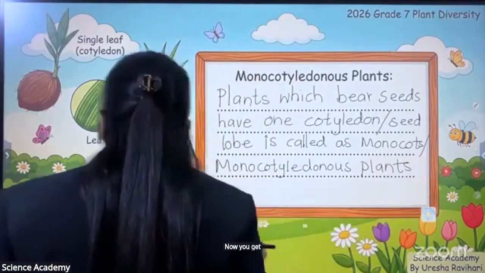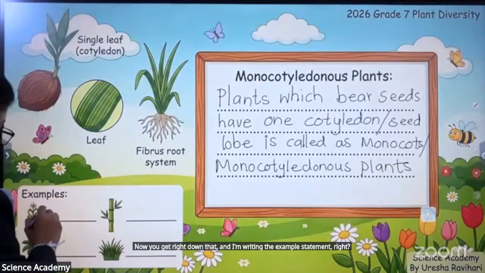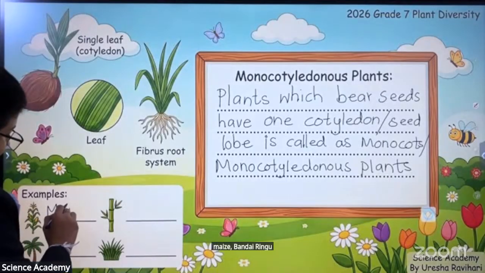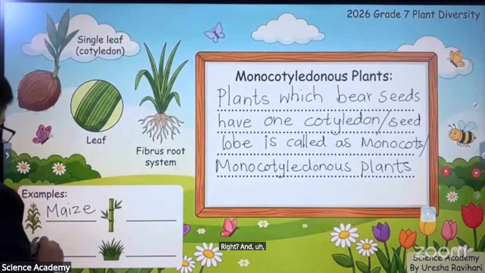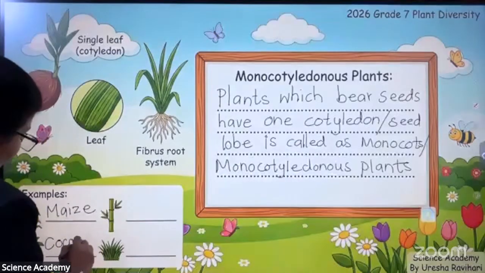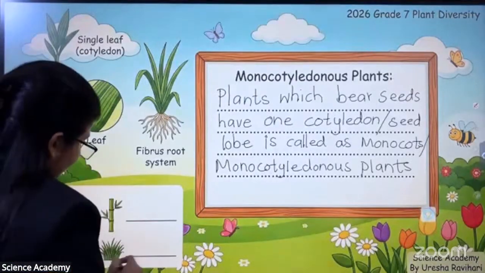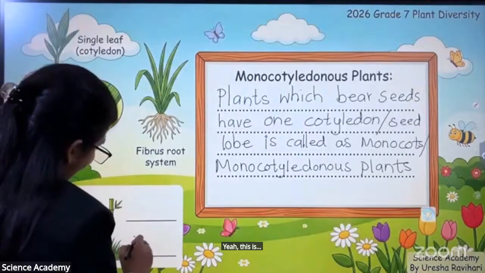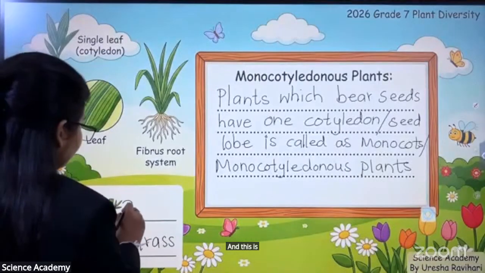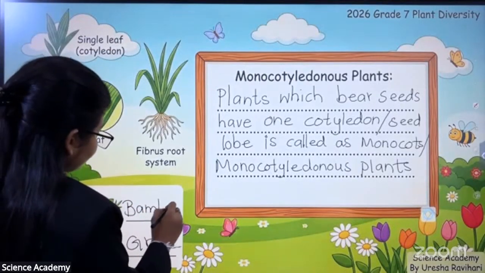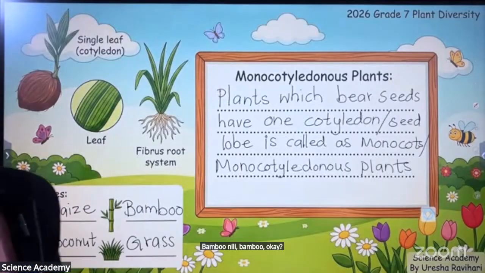Now you can write down that, and I'm writing the examples, children, right? Here, maize, baby corn, sweet corn, right? And coconut, here this is grass, and this is bamboo, okay, right.